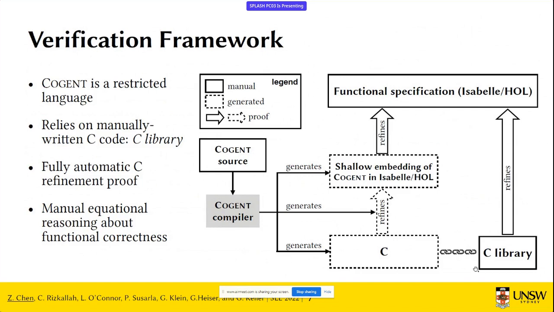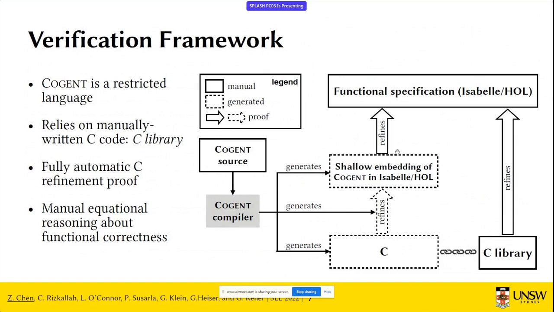So for that portion of code, users can write them manually in C, and we connect the manually written C code, which we refer to as the C library, and the COGENT generated part of C. COGENT generates this C refinement proof showing that the C is a correct implementation of the COGENT semantics, which is fully automatic, but some manual effort is still needed.